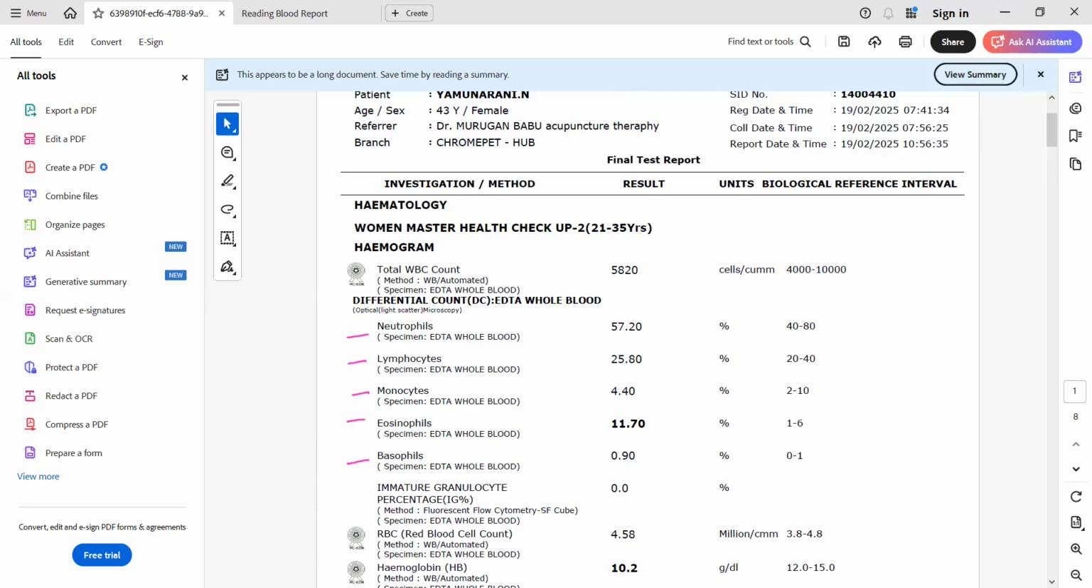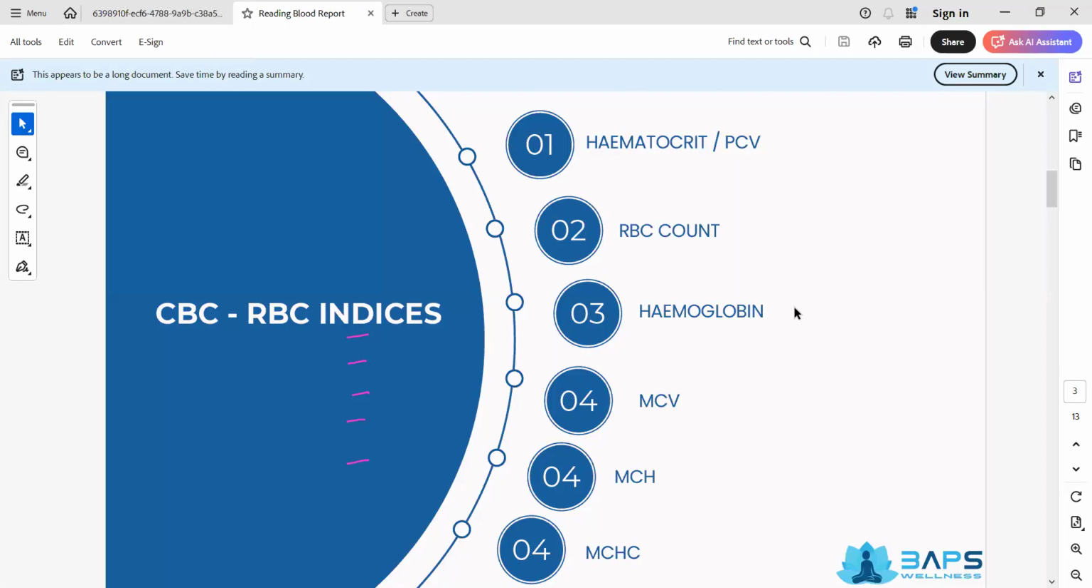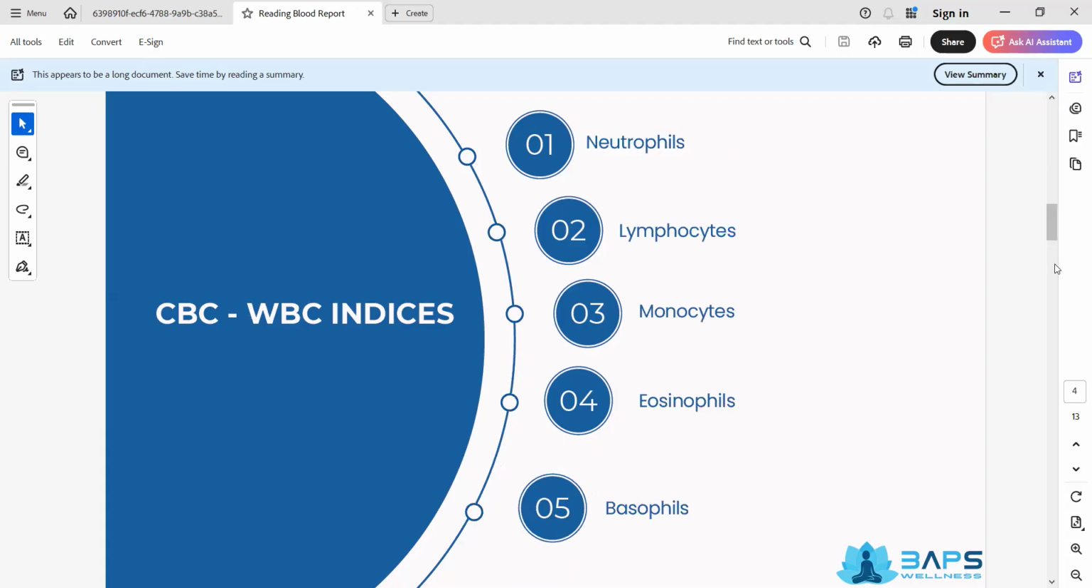Sir, even if the RBCs are broken down more than normal, then also monocytes can be high. I couldn't get your point. If the RBCs are broken down more, then that also means monocytes will be high, about hemolysis. Yes, sir. So in that case also monocytes will be high.